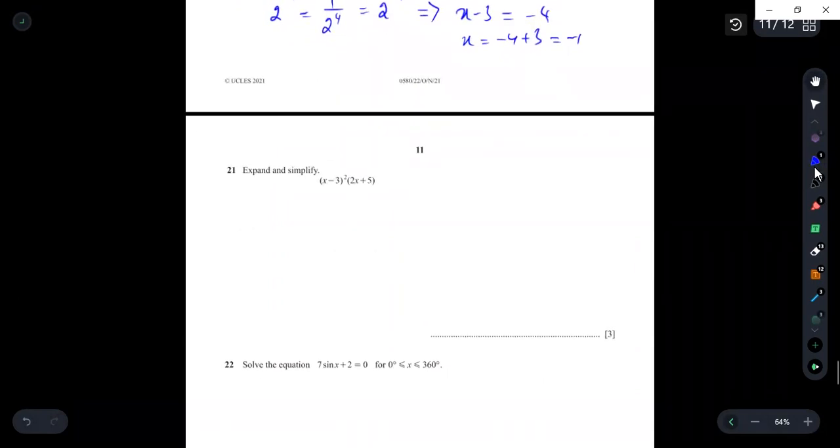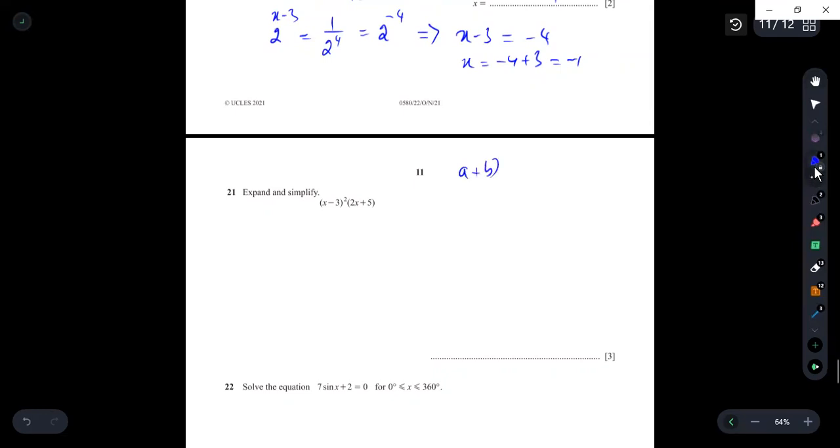Okay, the last part: expand and simplify. So it's a square here multiplied by 2x plus 5. We can expand the square, and I can quickly tell you a technique to find the square of any numbers quickly.